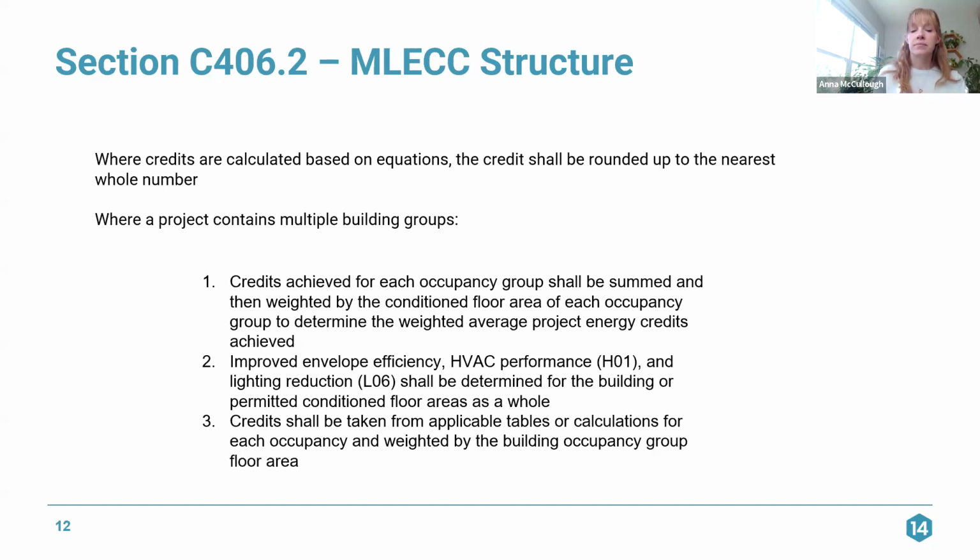Credit E01, which is improved envelope efficiency. We'll talk through that. HVAC performance and lighting reduction shall be determined for the building as a whole. So these are the calculations that are provided based on modeling or based on a whole building. And then the credits shall be taken from the applicable tables or calculations for each occupancy and weighted by the building occupancy group floor area to determine your credit thresholds.